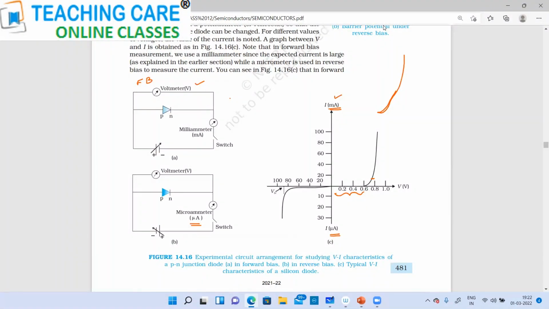Did you do this in the school? Yes, ma'am. So can you understand? Initially, go and see the graph afterwards. So this, and after some time, this part, and then it increases. This point is called the threshold voltage, where the current increases more rapidly.